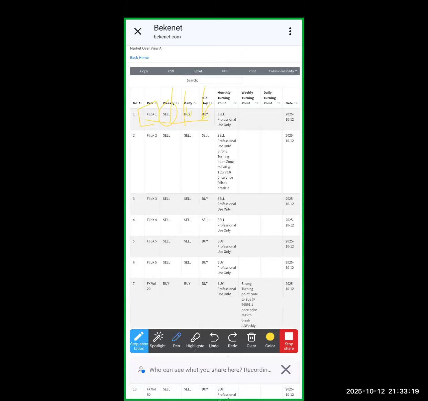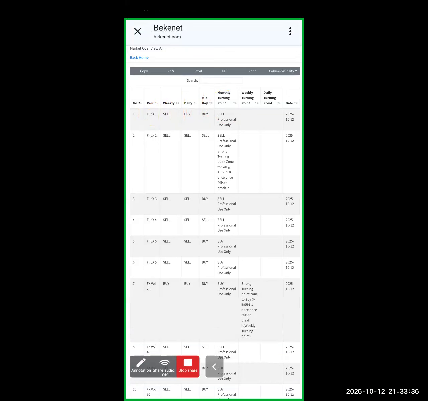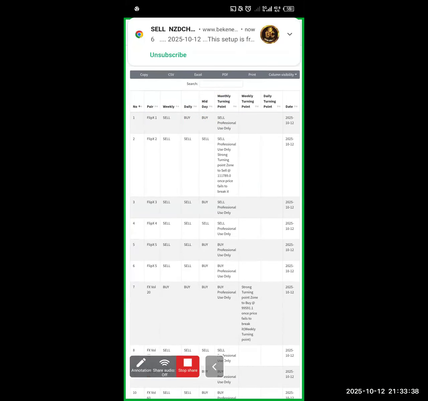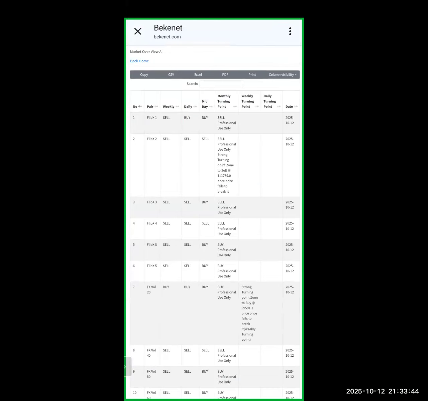Then this midday is still telling us a buy, from 12 a.m. to 12 a.m. So the remaining 12 a.m. is still on a bullish direction. Then for our monthly turning point, the overall is aligned with the weekly, still on a sell, which means the market has been selling for a long time for the week. Then the weekly turning point, there's nothing. Daily turning point, there's nothing.